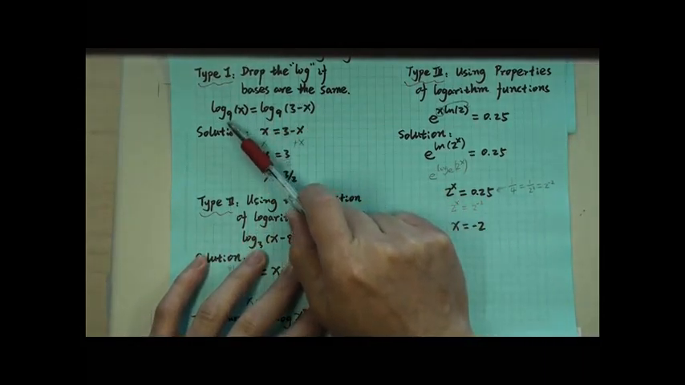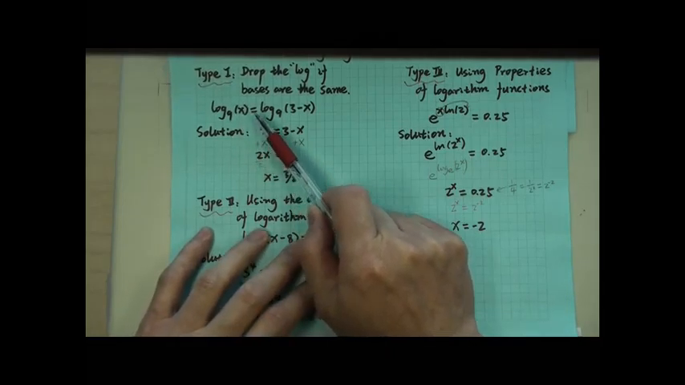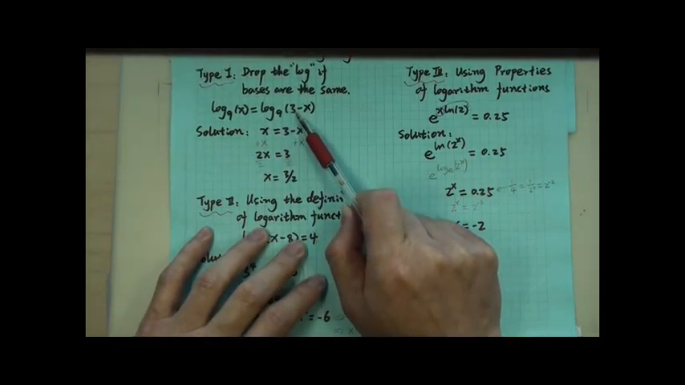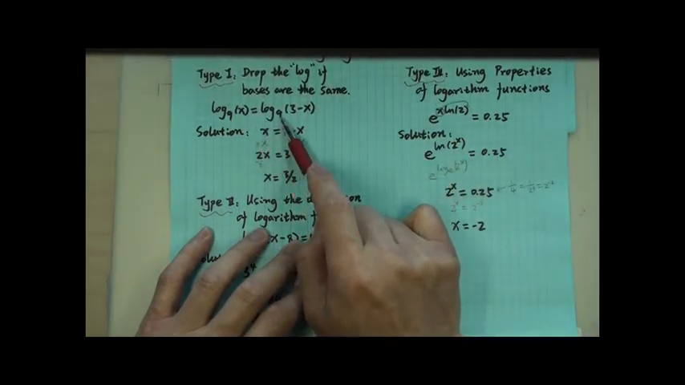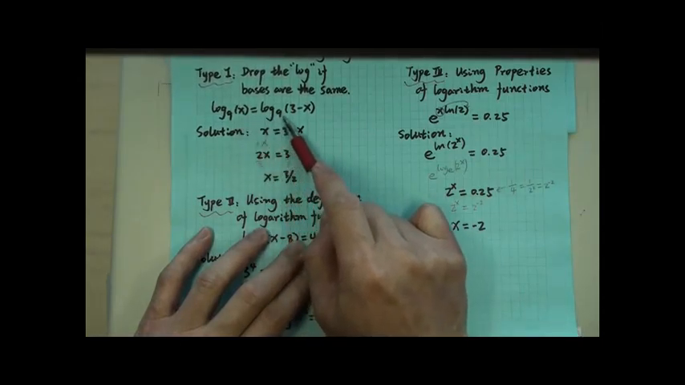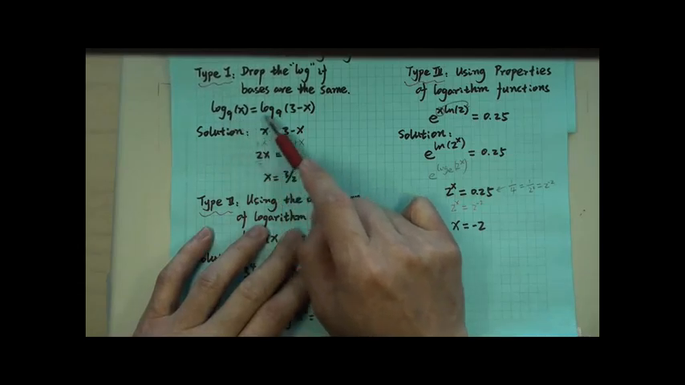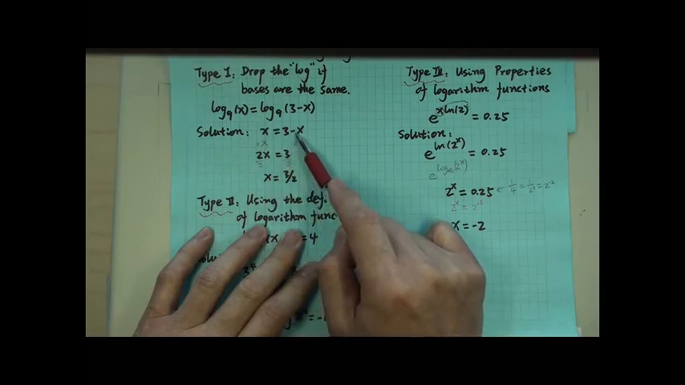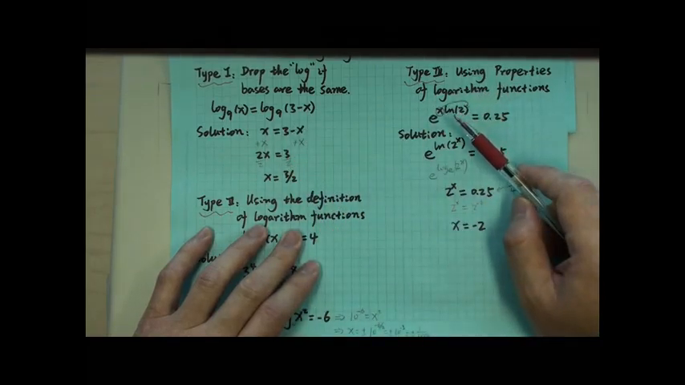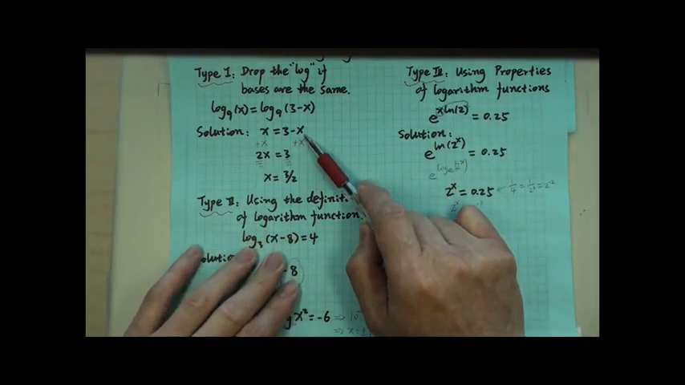Look, this equation: left hand side is log base 9 of x equals log base 9 of 3 minus x. Since they have the same base, then we can drop log 9. So that means x equals 3 minus x. And in this case, that would be an easy one to solve.